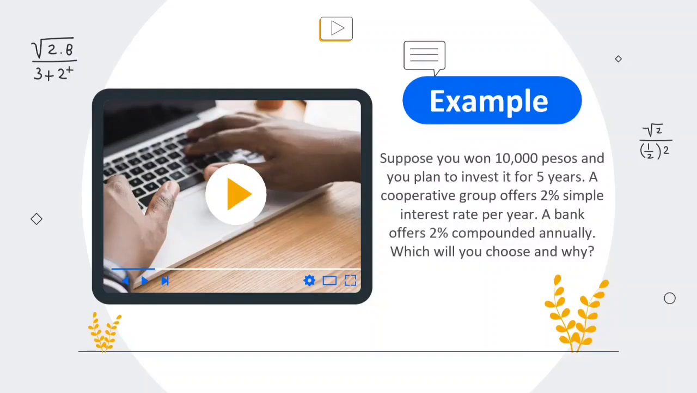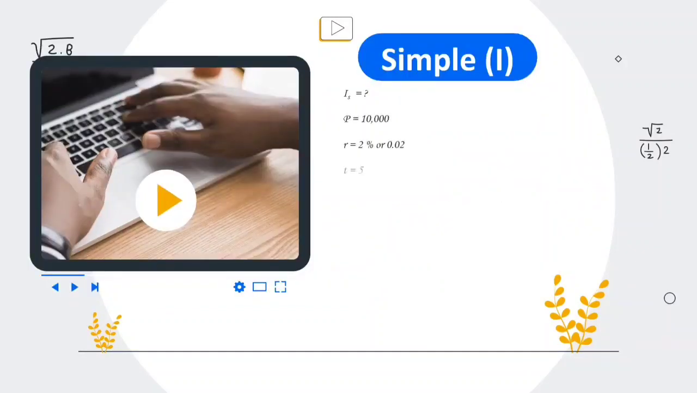Now, to solve this, we need to solve it individually. We need to solve for the simple interest and the compound interest. So, let's start with simple interest. These are the givens, and the required is, of course, the IS, or the simple interest. Principal amount is 10,000. R is 2%, or 0.02. And then the value of T is 5 years.